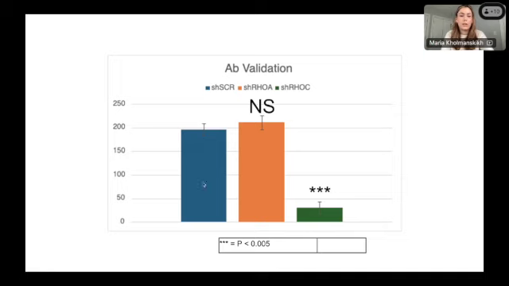The blue is the control, the orange is the reduced levels of Rho A, and the green is the reduced levels of Rho C. Again, as you can see, there was no significant decrease in signaling when Rho A was reduced, but there was a significant decrease in the level of signaling when Rho C was reduced, meaning that the antibody specifically binds to Rho C.